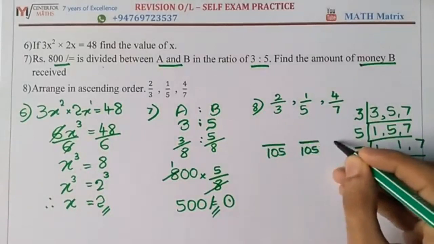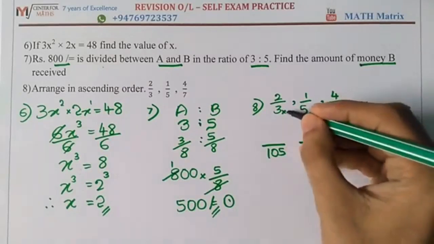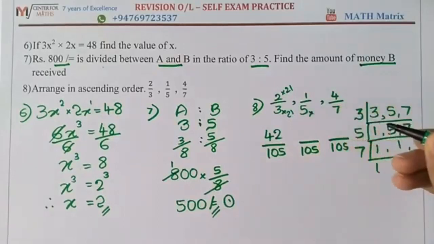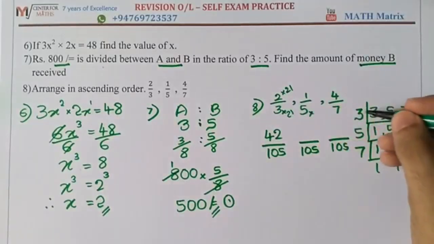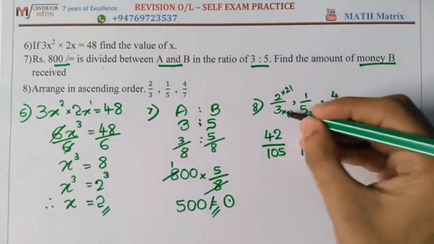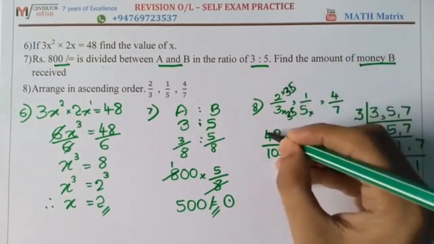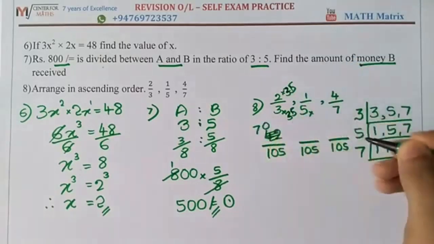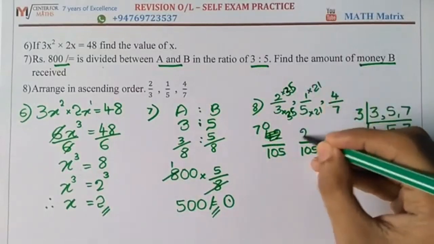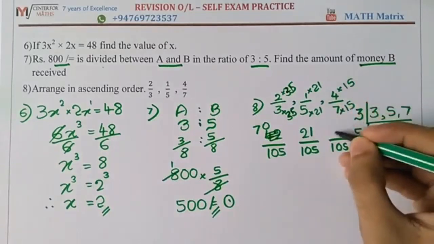So we have to take them all to 105. For 2/3, we have to multiply 3 by 35 to get 105. Sorry, wait, there's an error. 3 times 35 is 105, so we multiply this by 35. 35 2s are 70. And now for 1/5, 5 we have to multiply by 21. 21 1s are 21 itself. And for 4/7, 7 we have to multiply by 15. So 4 15s are 60.